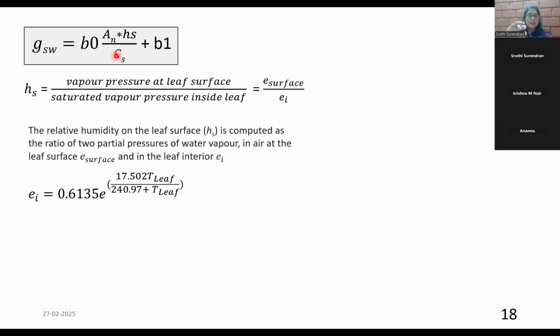And all these estimations have been incorporated into the Ballberry model in BioCro software, where if we give the relative humidity value, the temperature of the leaf, the temperature of the air, and the ambient carbon dioxide concentration, all of these values will be estimated and we will get the Ballberry curve generated by the model.